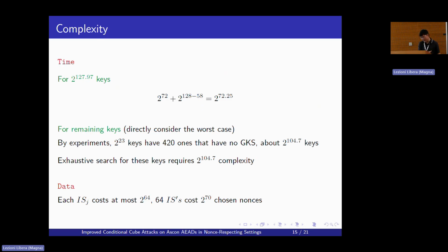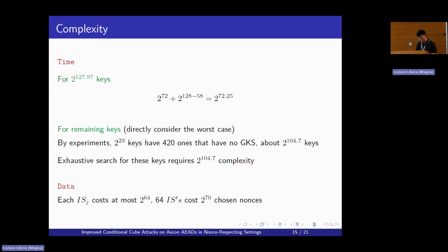So for this case, we can recover the keys with that algorithm and the exhaustive search. The total complexity is still about 2 to 72. For the remaining cases, because there are not many good k sets, we cannot accumulate 58 key coefficients, so the complexity can increase a bit. For simplicity, we just directly consider the worst case where there are no good k sets.